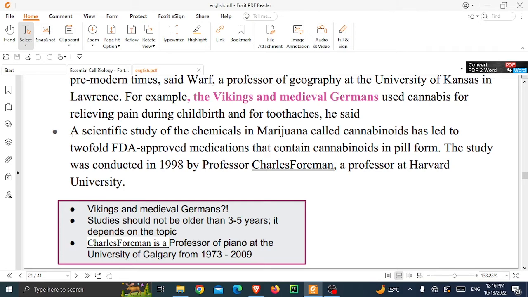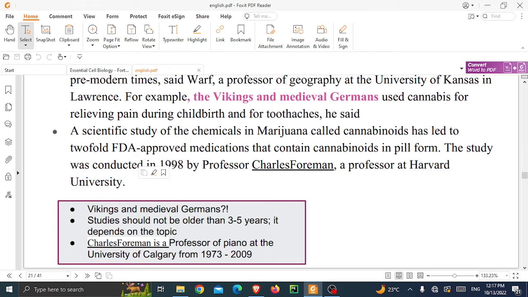And we have another one, which is a scientific study of the chemicals in marijuana, which has led to 2 FDA approved medications that contain the material in marijuana, as well as cannabinoids. I hope I spelled that right. In pill form. The study was conducted in 1999 by Professor Charles Foreman. And Professor Charles Foreman, once you see Harvard University, you're gonna say, good type of evidence.